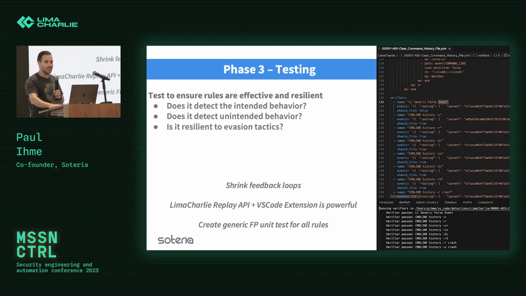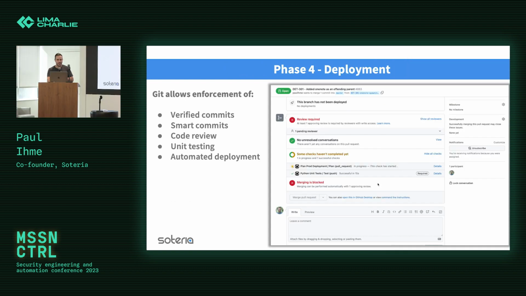So creating these, you'll see the first one there is called the LimaCharlie generic false event, right? And that's just like an event in LimaCharlie that says something like soteria test as the command line arguments, and if that fires on something, then something's wrong, right? So that has saved us countless times from having to deal with thousands of alerts coming out of nowhere.